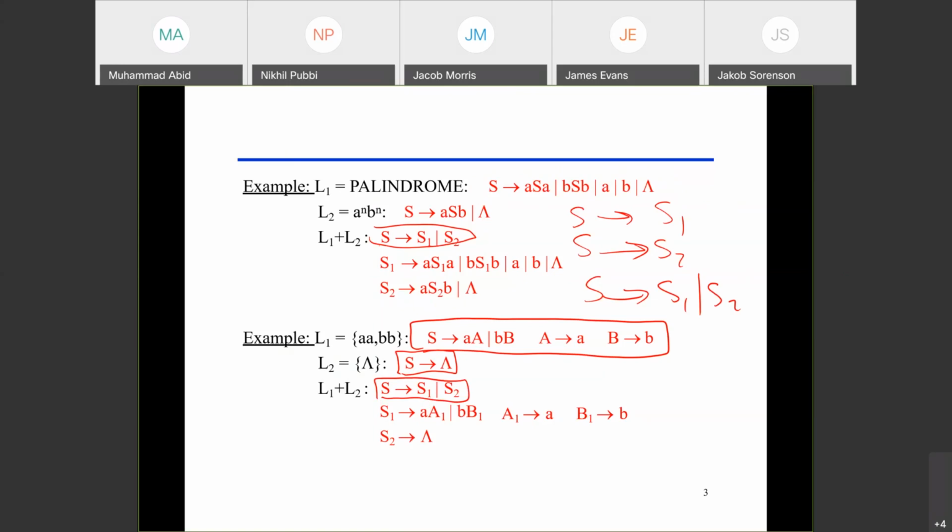Any questions, guys? This is pretty straightforward. It's not hard. It's easy. You are not doing any sophisticated job in this. You are just adding a new production rule and combining two grammars by that production rule.